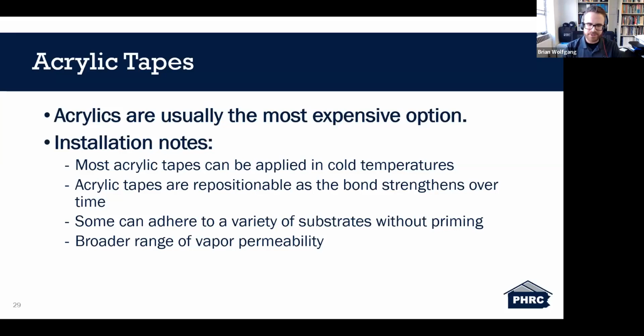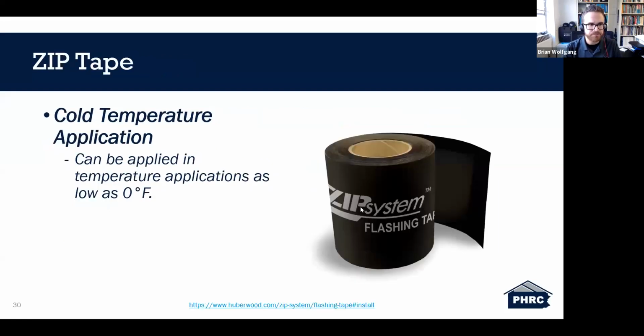And then the last point here, which starts to get a little bit beyond what we're going to get into today, is that there's a broader range of vapor permeability. You're seeing a lot more tapes on the market that can market themselves as being vapor permeable with a variety of levels of specific vapor permeability. As to the application of that, you're getting pretty deep into detail design, but I know there are some folks who see that as a desirable attribute for a tape. So some of the products that you'll see that would be categorized as acrylics: Huber's Zip tape.